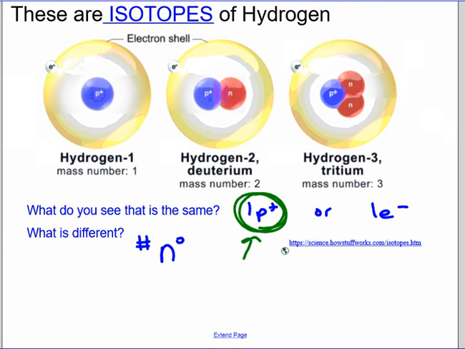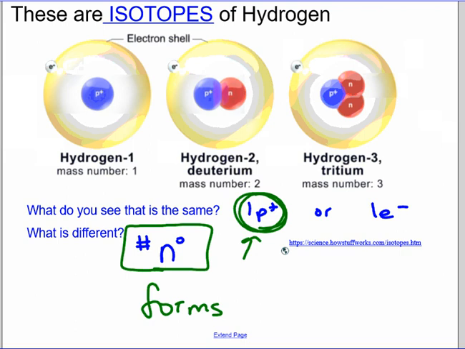In the case of an isotope, isotopes are different forms that an atom can take, where the number of neutrons is different. You can substitute the word isotope for form, and it makes more sense. There are 3 forms of hydrogen, or there are 3 isotopes of hydrogen. The difference is the number of neutrons.